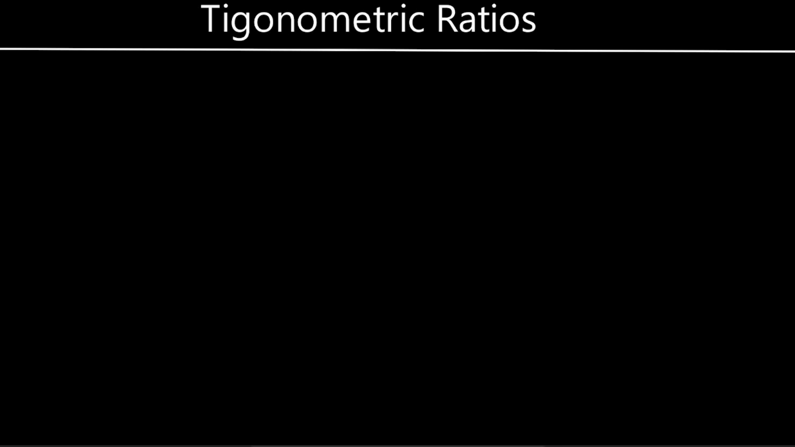Now today we are looking at trigonometric ratios, and that is basically the six trigonometric ratios: the sine, the cosine, the tangent, the cotangent, the secant, and also the cosecant.